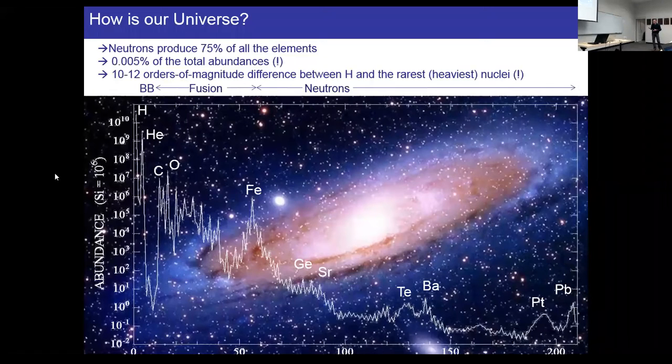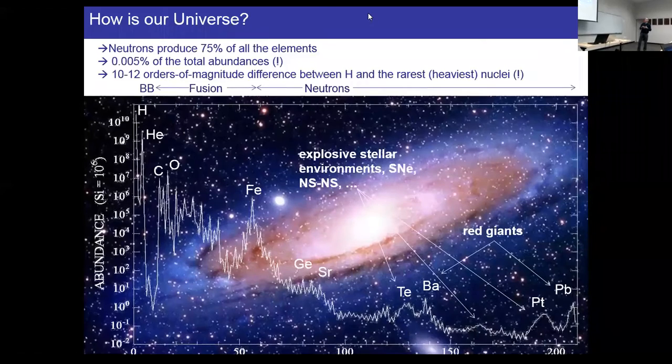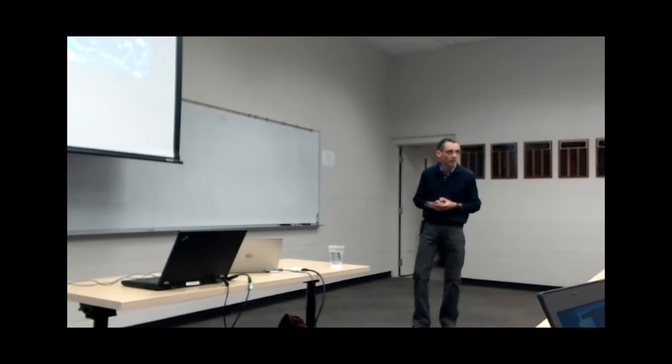And in these small abundances, what is interesting to notice is also that there is some structure. There are some peaks there which are reflecting the interplay between the structure of the atomic nucleus and also the physical conditions in the stellar environments where these heavy elements are produced, whether these are giant stars or explosive stellar environments. So the idea is that if we can study in the laboratory the nuclear physics part, then we can learn something about those physical conditions of those stellar environments.